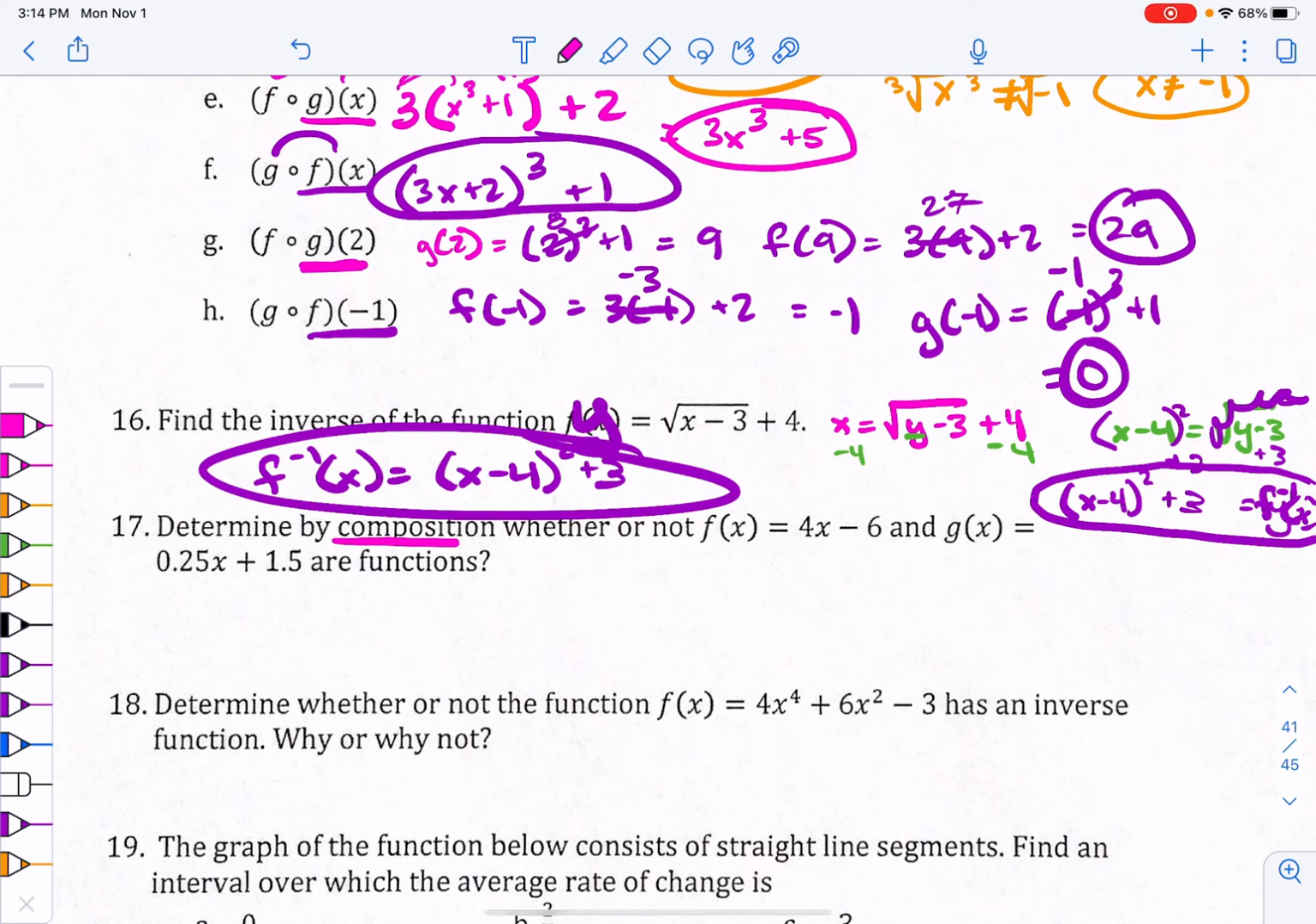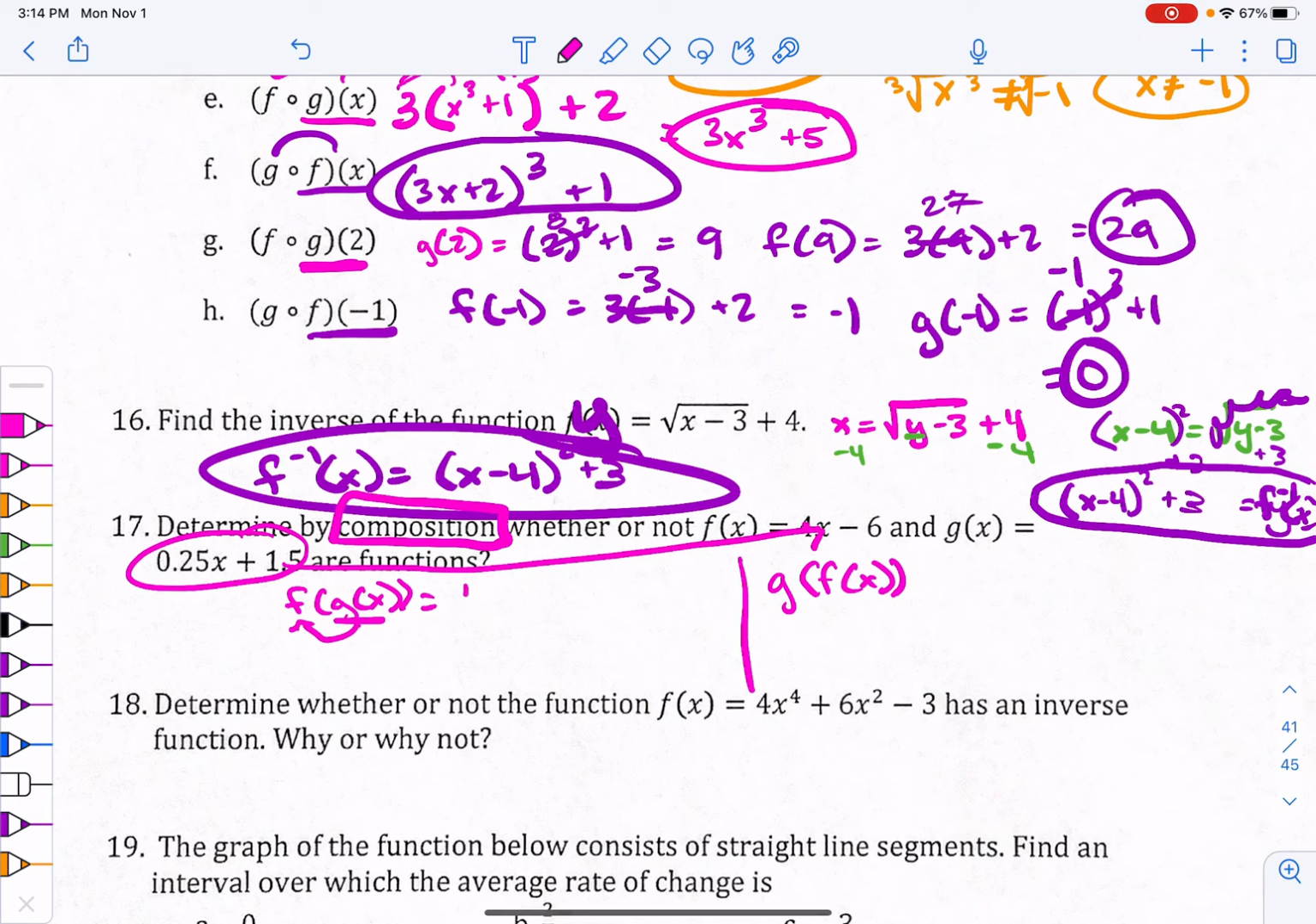So when they say composition, Marcus, they're saying f composed of g of x, do that side, and then also do g composed of f of x, like that, okay? So there's how that works. So here we're plugging g into f, okay? And so this guy goes in there. So we've got 4 times 0.25x plus 1.5, and then minus 6, okay? We're going to distribute the 4 through. 4 times 0.25 is 1x, plus 4 times 1.5 is 6, minus 6 equals x. That's what we want to have happen, all right?